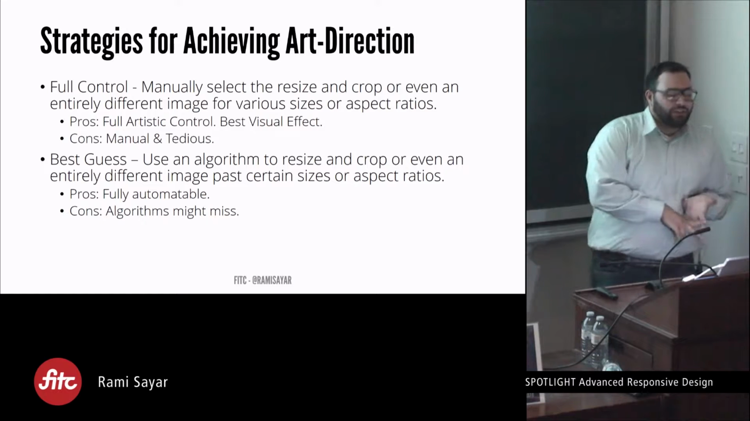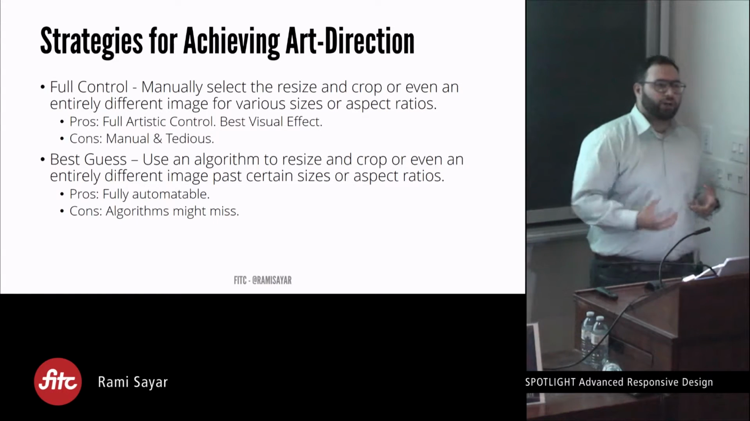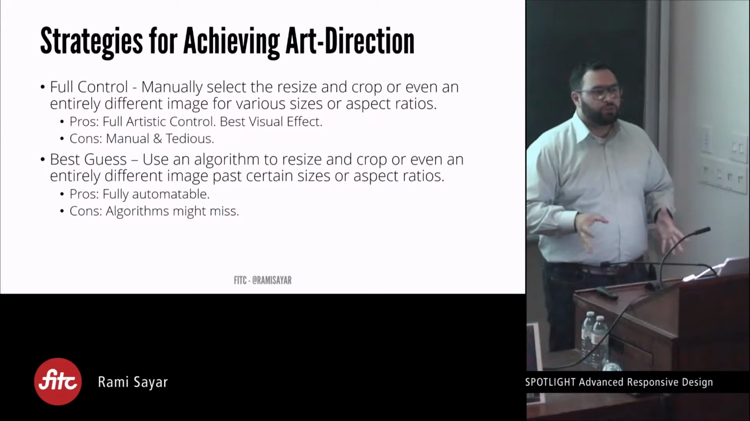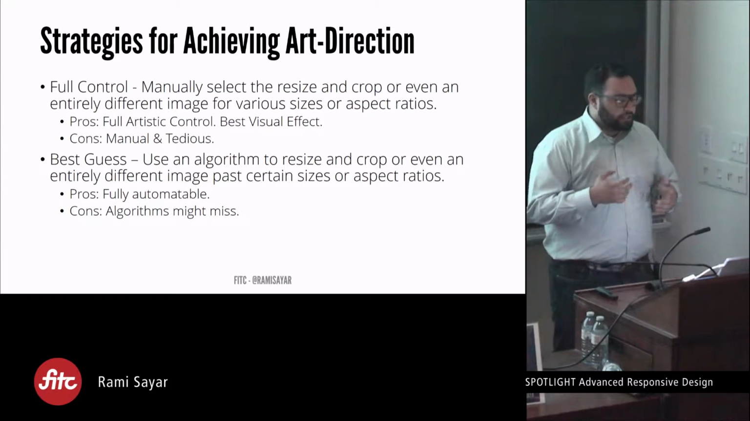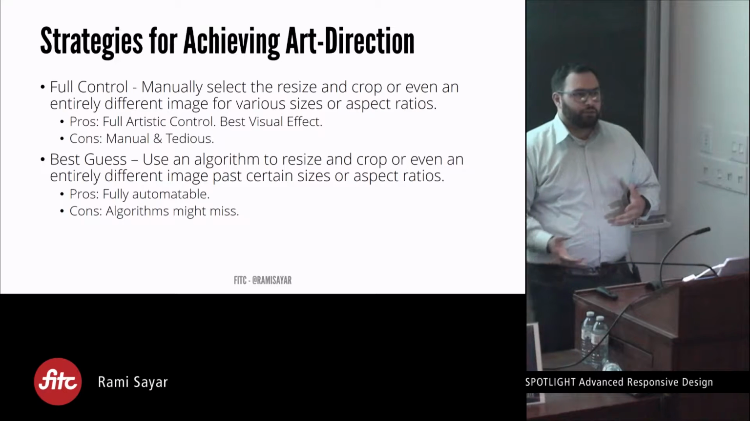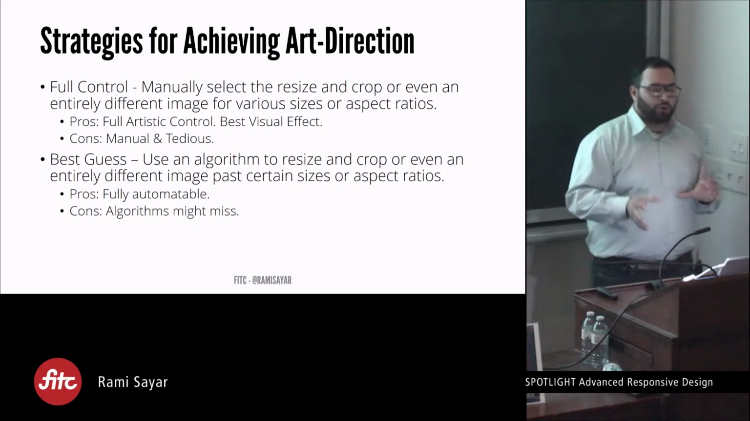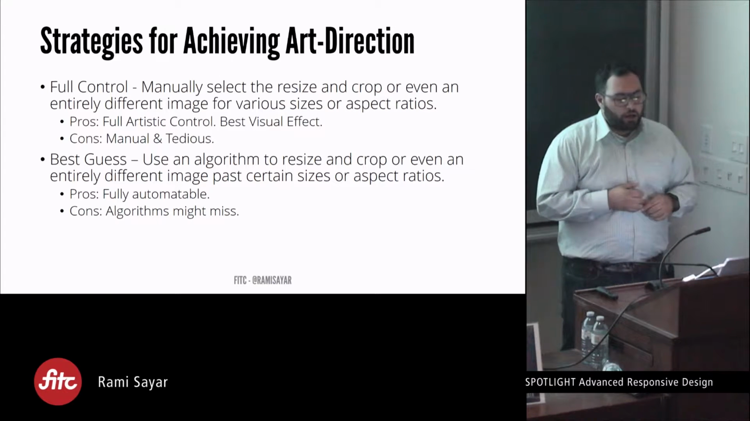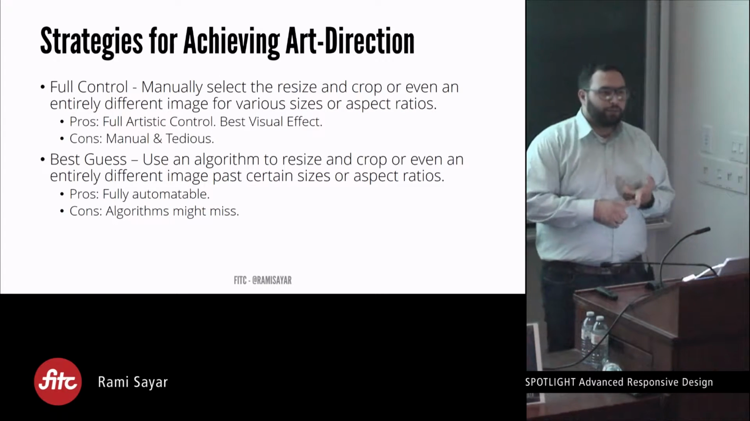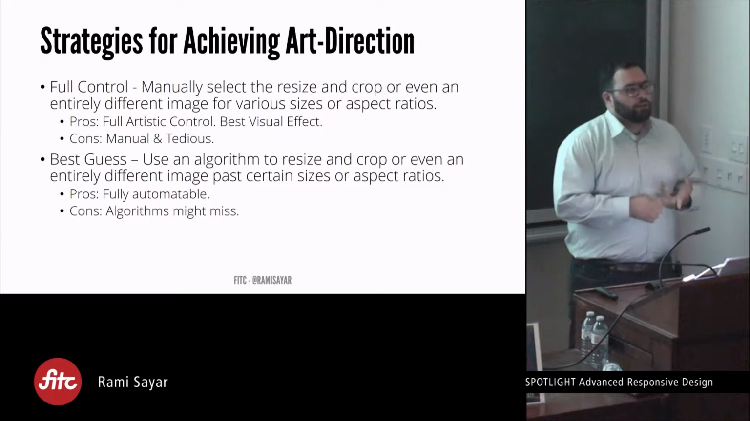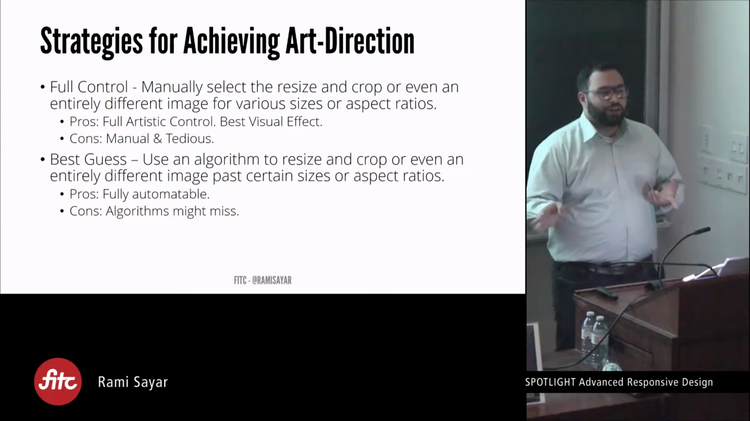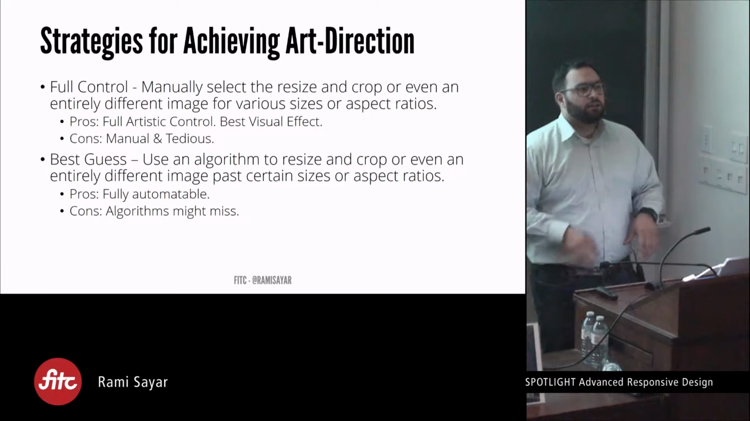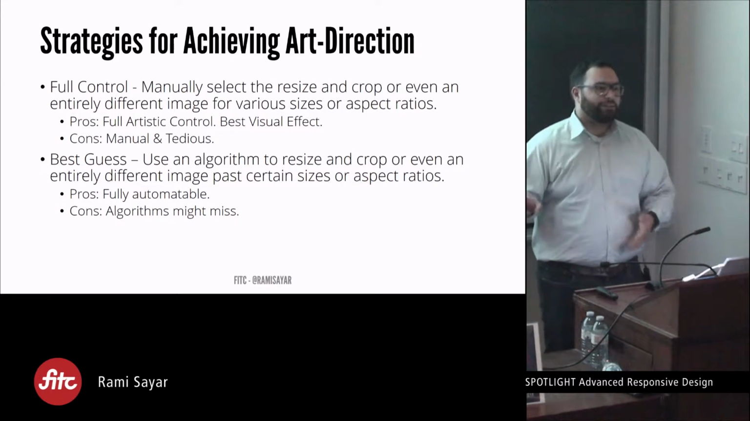So the other strategy that you can take to get this art direction in your images is what I would call the best guess approach, and it's basically you using an algorithm instead to figure out what part of the image we might actually want for this size or crop, or even this aspect ratio. The pro of this is that it's fully automatable, which is great. So you can have a tool that does this automatically for all the images that you upload. So if you're uploading 1,000 every time you run an event, you don't need to worry about it. The tool will just take care of everything.